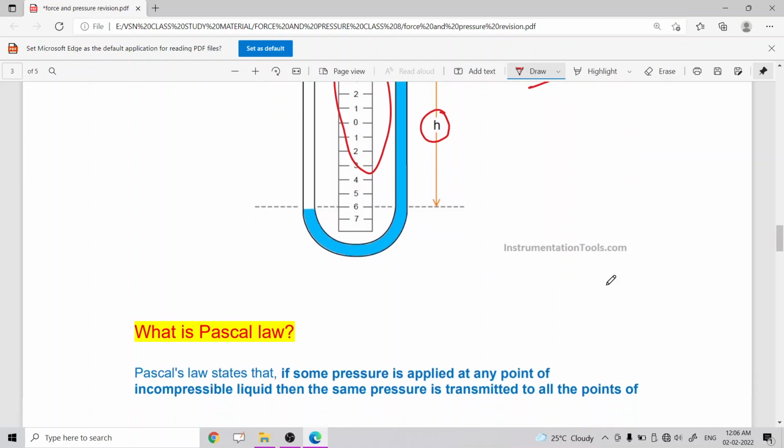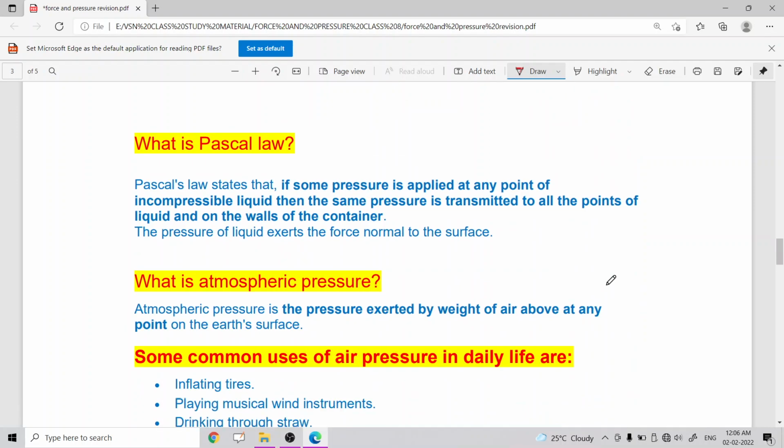Now the next part, that is Pascal's law. Pascal's law states that if pressure is applied at any point of an incompressible liquid, then the same pressure is transmitted to all points of the liquid and to the wall of the container. The pressure of a liquid exerts force normal to the surface.